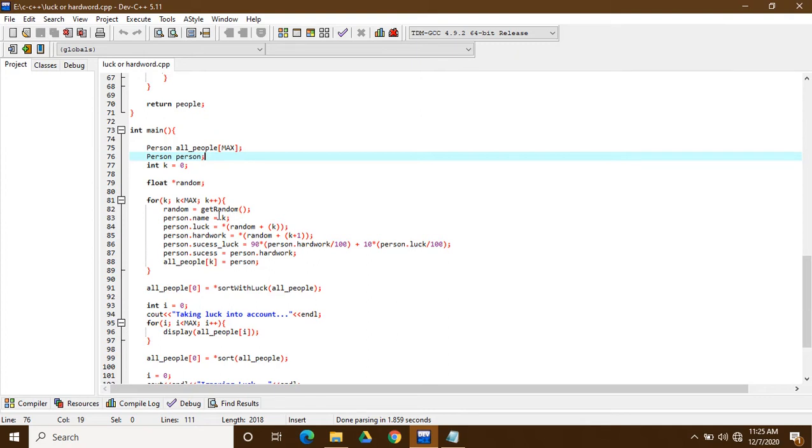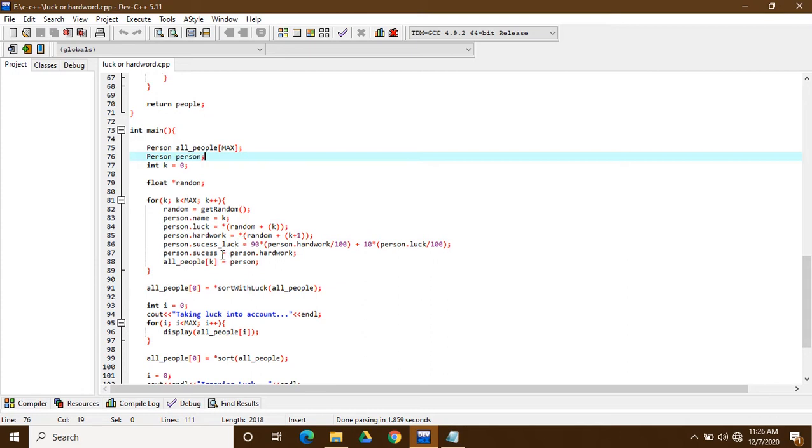A name is going to be an integer, which means it's a value from 0 up to 999. And then the luck is going to be obtaining a random number from the function getRandom. And also hard luck, it's going to obtain the next random number from the function getRandom. And then by calculating the success luck, it's going to take 90% of the person's hard work and then 10% of the person's luck, and computes to get the person's success, which is when luck is taken into account.